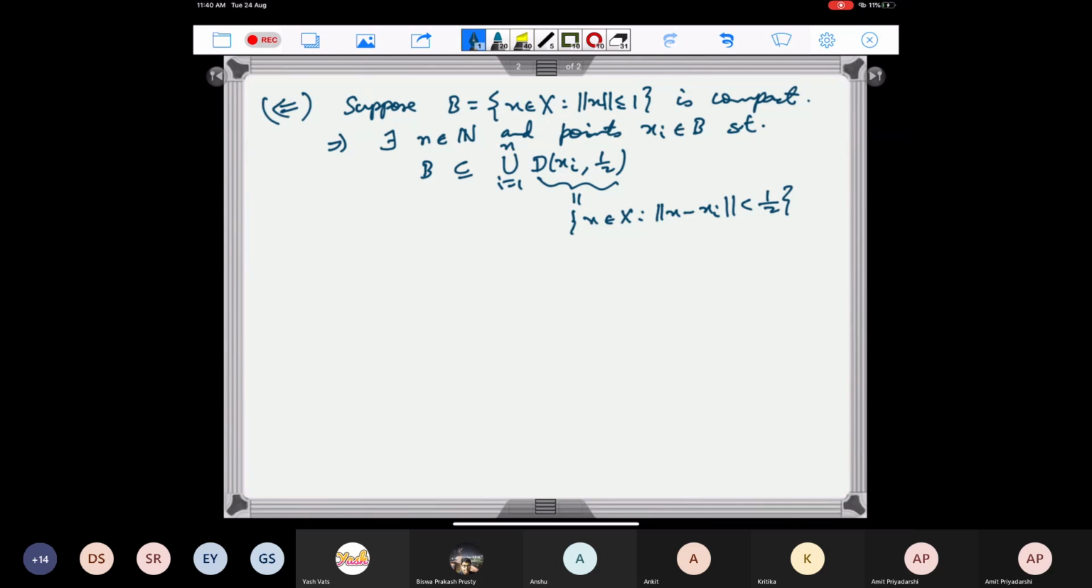So why is this true? Because if we take open balls of radius half at all the points of B, then that forms an open cover of B. And because it is compact, it will have a finite subcover. So there will exist finitely many of these points such that the union of the open balls will contain this B. So now we have got finitely many points x1, x2, xn. So we will show that X is actually the span of these x1, x2, xn.